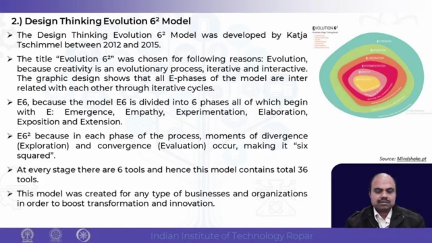And these phases are the different phases of the process, with moments of divergence, exploration, and convergence. So converge and diverge, converge and diverge. The 6 squared model is what the inventor has named it. At each stage, there are 6 tools, and hence the model is called 6 squared, 36. There are 36 tools in this model. The model was created for any type of business or organization to boost transformation and innovation.